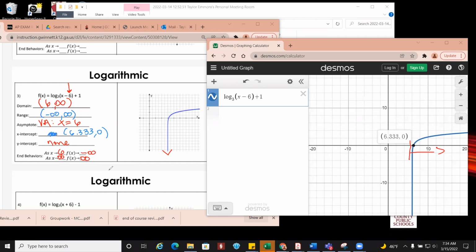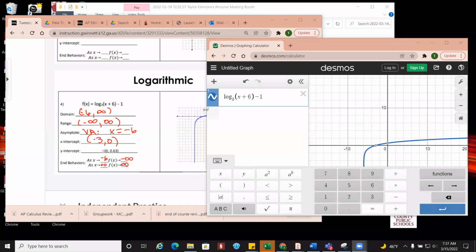So I want you to take a second and I want you to try this one. Log of base 3 of (x plus 6) minus 1. Okay, so you're going to try that one, doing the domain, range, the whole thing.